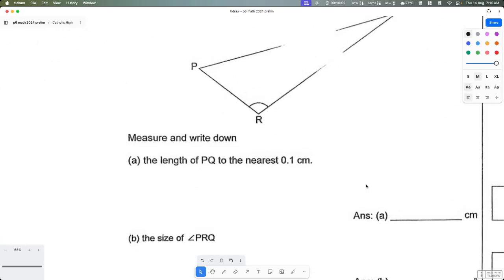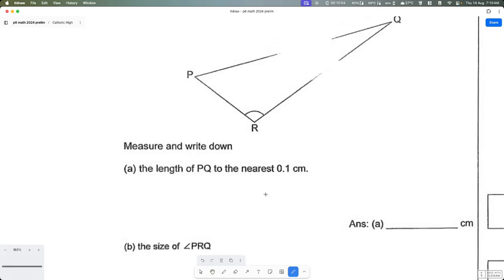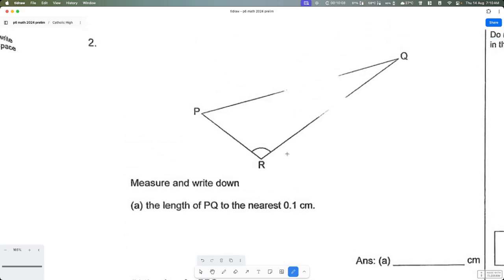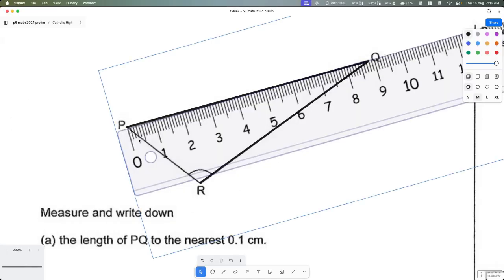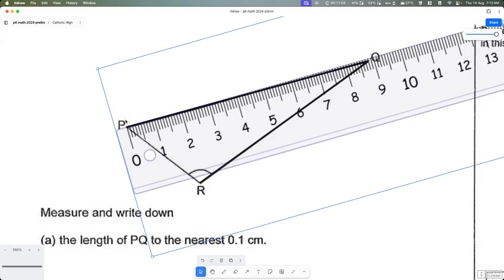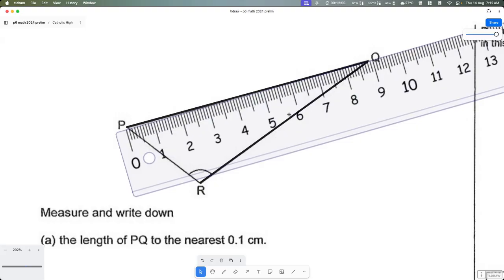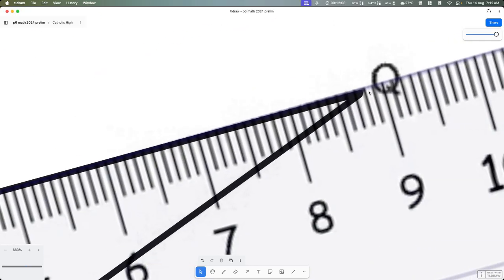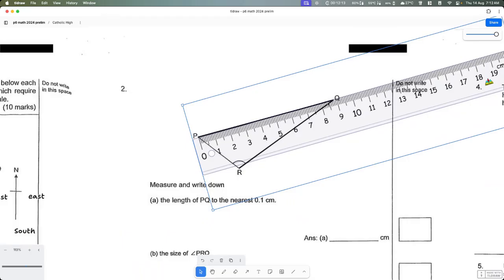Question number 2. Measure the length of PQ over here to the nearest 0.1 centimeters. So let me draw this out so that it's easier to see. You can see that there's the ruler over here. If I were to measure from P to Q like this, roughly, it's around 8.8 centimeters. So 8.5, 6, 7, and then 8, touching the 8 over here.